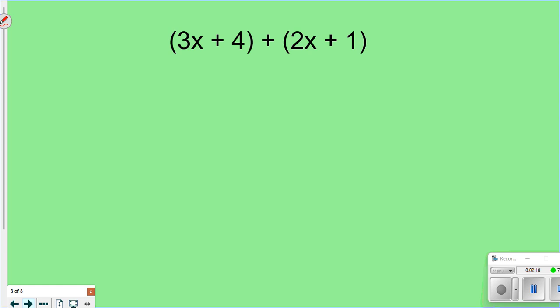All right, so the only thing I can really do is start by just showing examples. This up here says 3x plus 4 plus 2x plus 1. Now last year I showed you two different ways that you could solve this. Now let me refresh your memory.